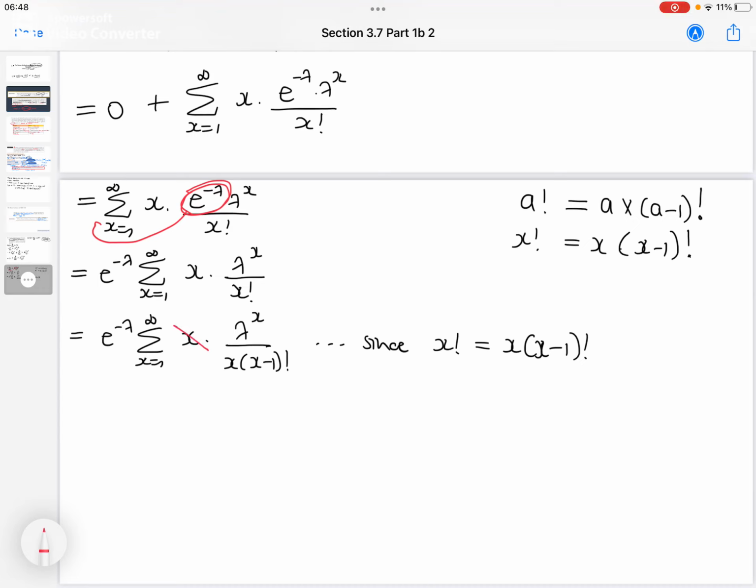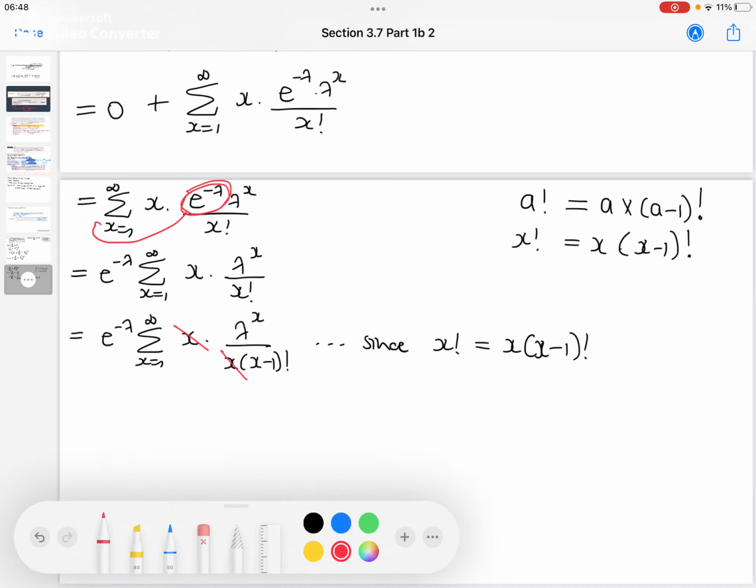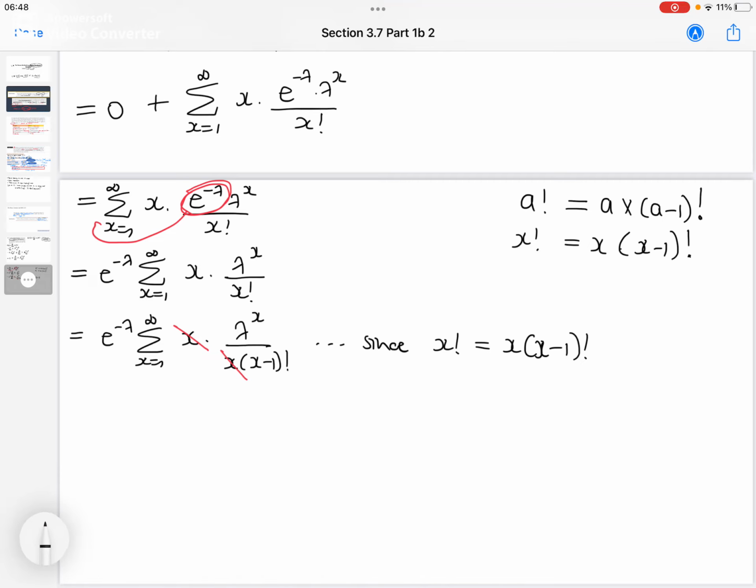We see that the numerator has x and the denominator has x, so we can cancel those two there. And so at the end, you're left with e to the power minus lambda times the sum of x equal to 1 to infinity of lambda^x divided by (x minus 1) factorial.